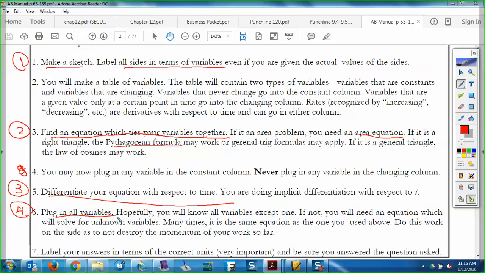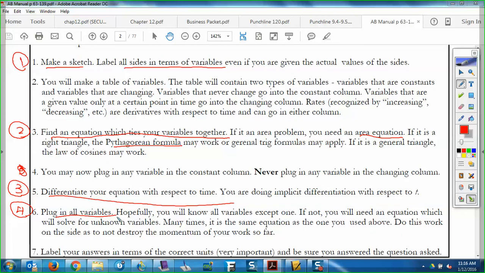Now, sometimes you don't. Like on that ladder problem, they said when the ladder was 5 meters up the wall. Well, that would be y. So they just told you when y is 5, so you're going to plug a 5 in for y, but you don't have x. Could you get x, though? If you know that's 6, and now you know that's 5, wouldn't you be able to get x, right? Because on your paper, you've got x squared plus y squared equals 6 squared. So you could now plug a 5 into there to find x, and then that would allow you to put it in there. So it says, if you don't, you will need an equation which will solve for the unknown variables. Many times it's the same equation as the one you used above.